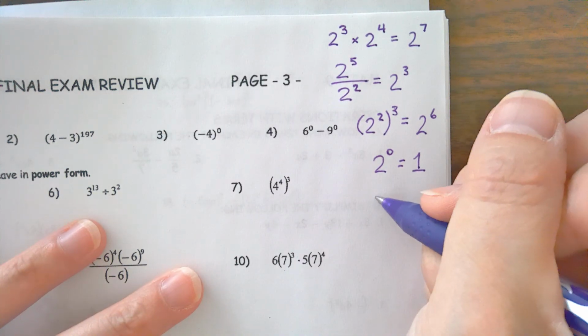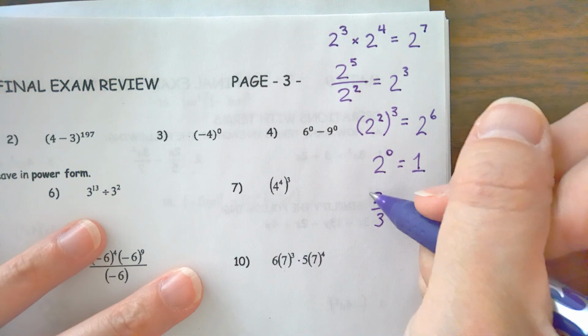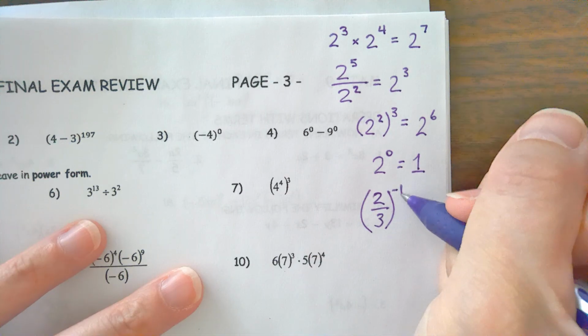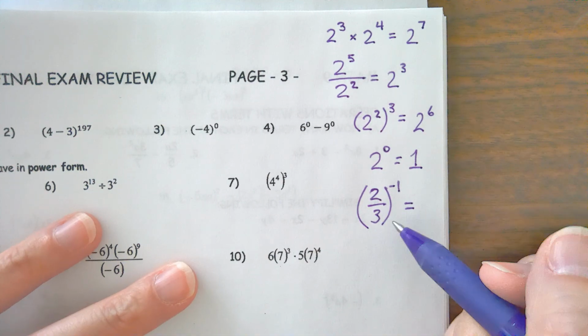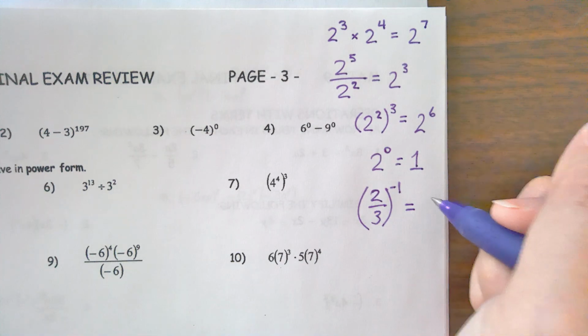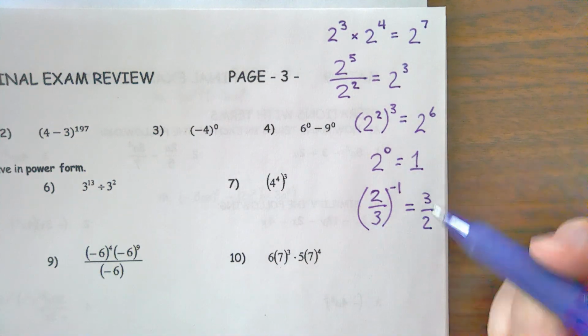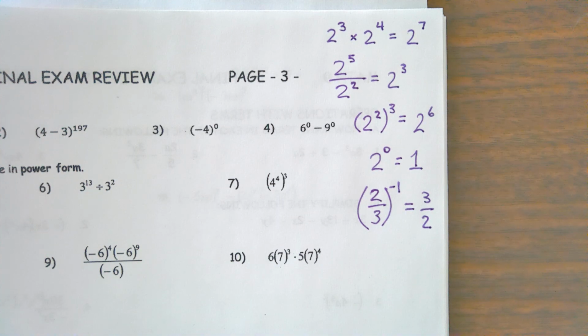Negative exponents. So for example, I'll give an example and then you guys tell me if you know what to do. So for example, 2 over 3 to the exponent negative 1. Who knows what this equals? Ming Yan? Right, which is 3 over 2. So negative exponent tells you to flip the base.